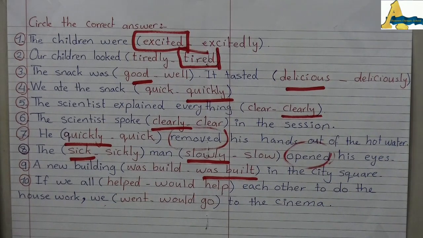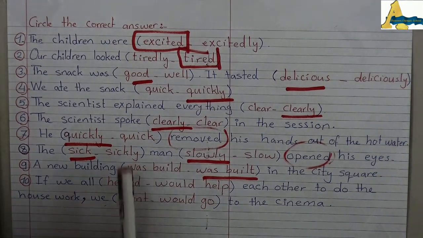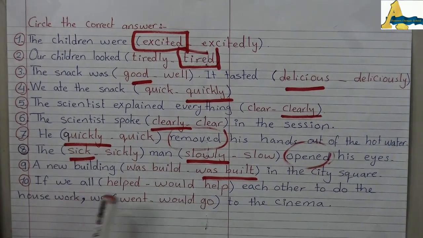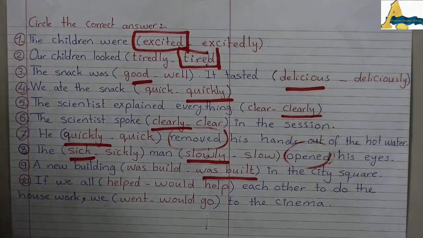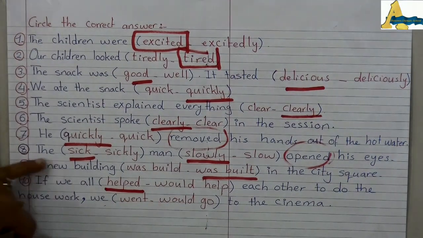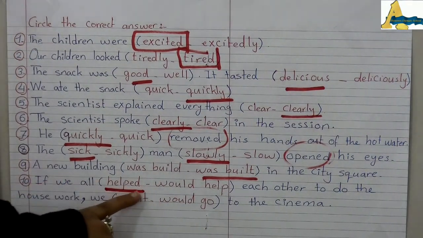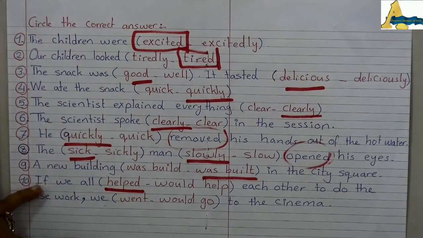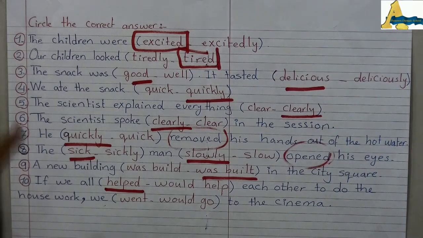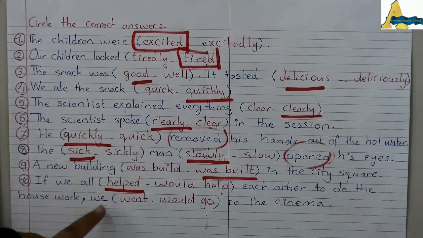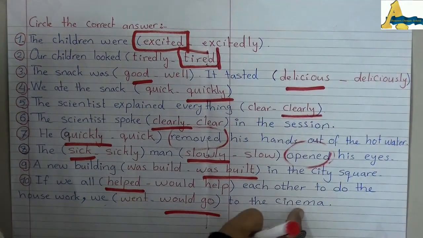Number 10, if we all helped each other to do the housework, we to the cinema. So here, if we all helped, because after if, we always have the past simple in the if conditional case too. So if we all helped each other to do the housework, we would go to the cinema.